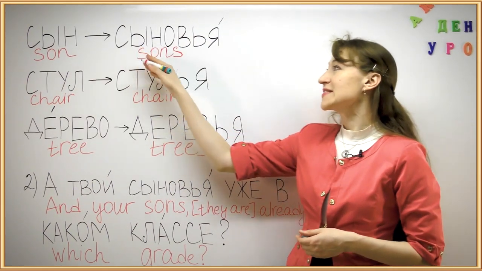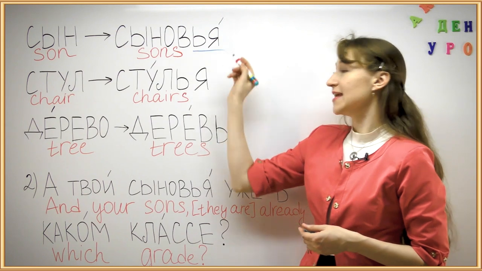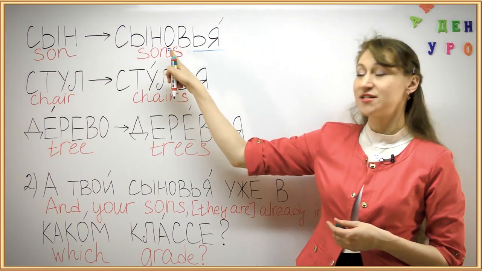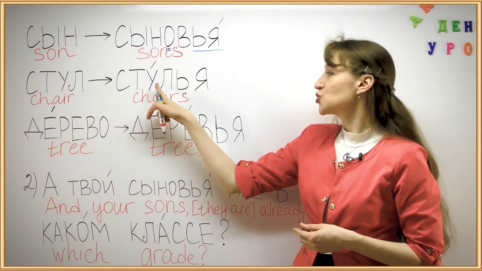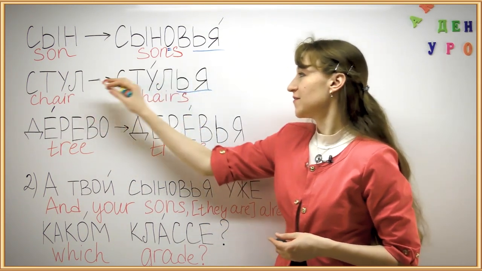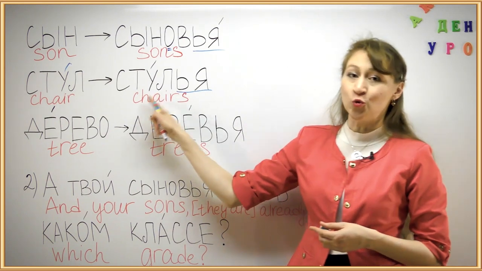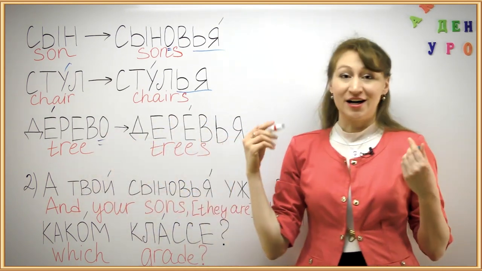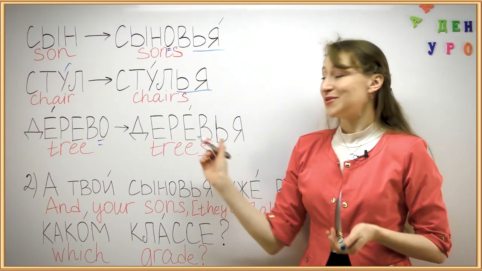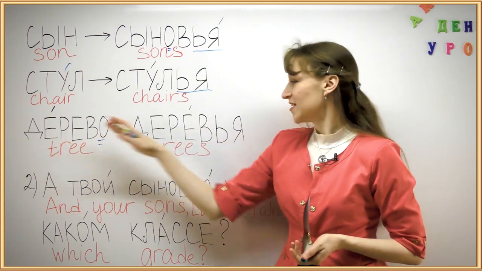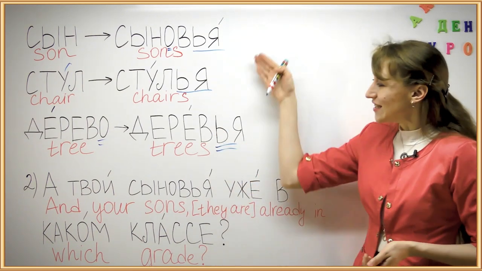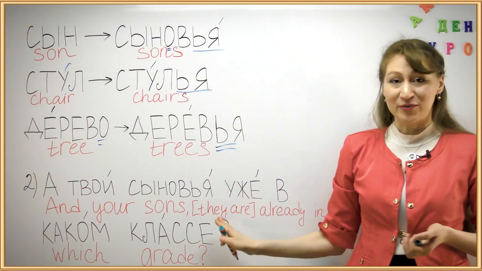Сын, сыновья. Again, the ending is soft sign я. Сыновья. Стул, стулья. Here the emphasis remained on у. Стул, стулья. Дерево, one neuter noun in this group. I don't know why. Дерево, деревья. These are exceptions, right?